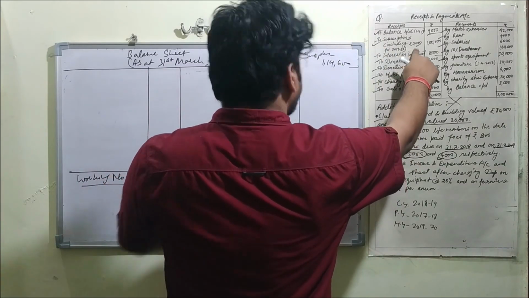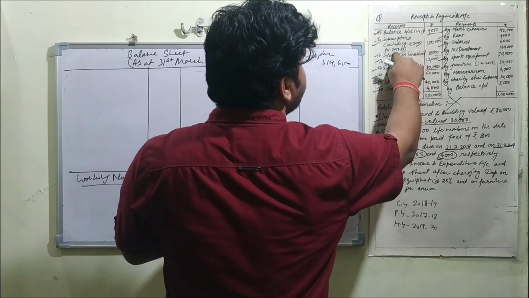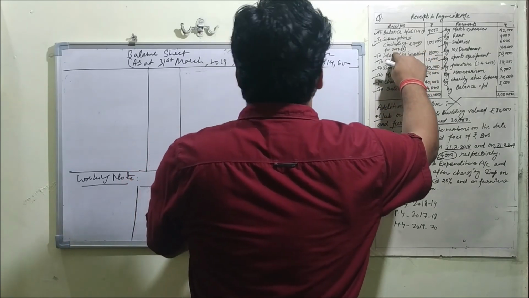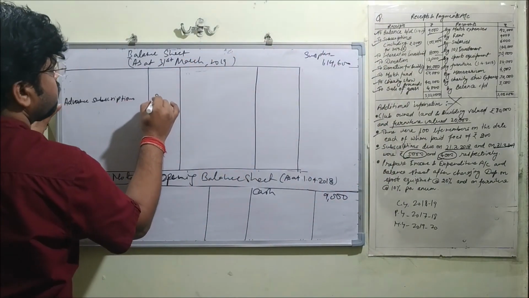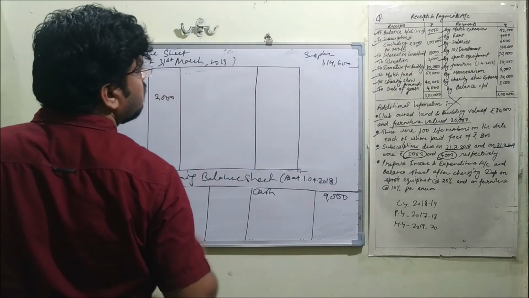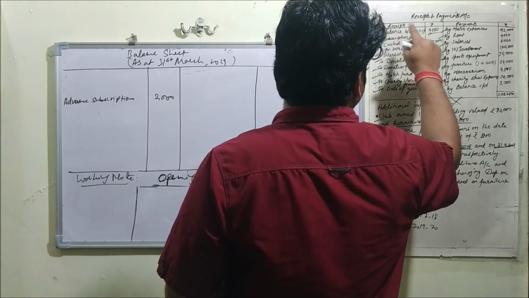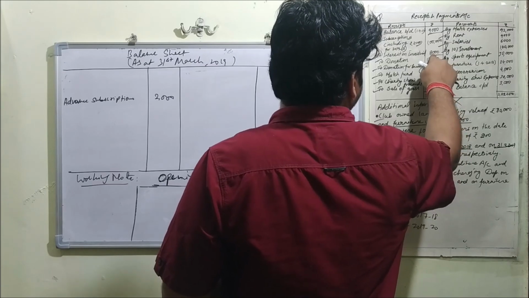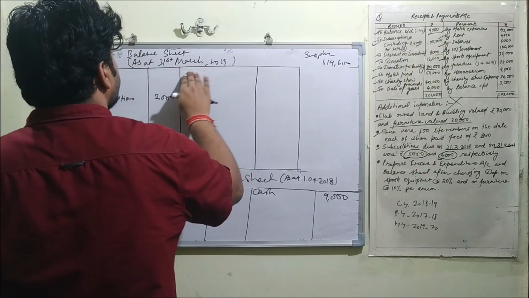Okay, this 2,000 is what? Advance subscription. Advance subscription related to 1920 means next year. So this is a liability for current year, so we'll mention it here. How much? 2,000. Now, interest on investment already we have tackled. But this interest on investment we have accrued interest, right? So we can mention accrued interest here.